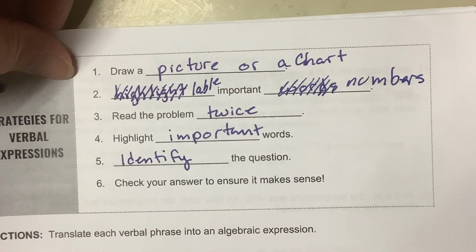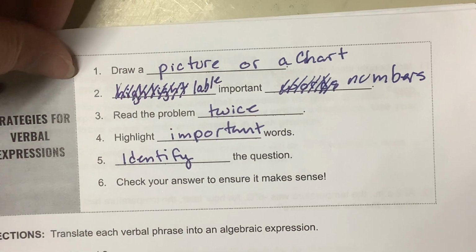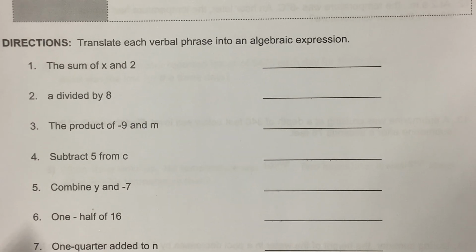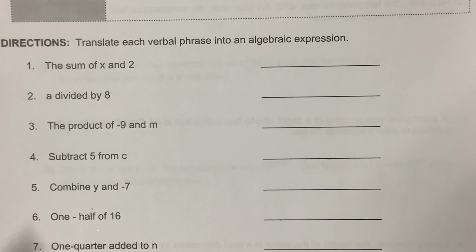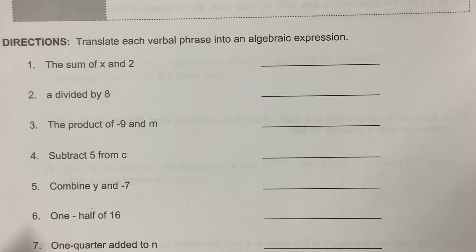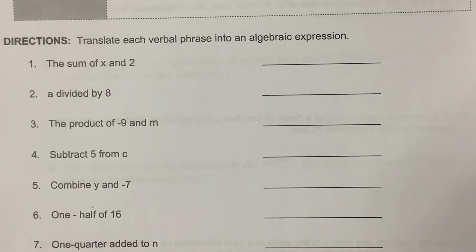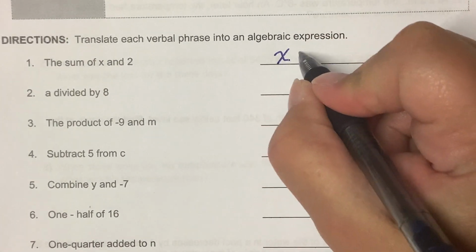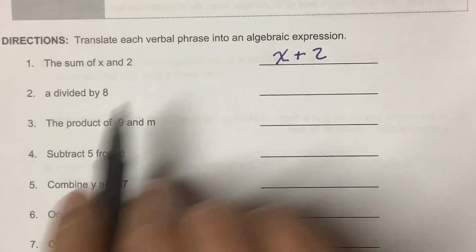Sometimes it takes me a little while to remember what I'm doing. All right, down here, translate each verbal phrase into an algebraic expression. So, the sum of x and 2. Sum means add. I have that from the page before. So I'm just going to add x plus 2.